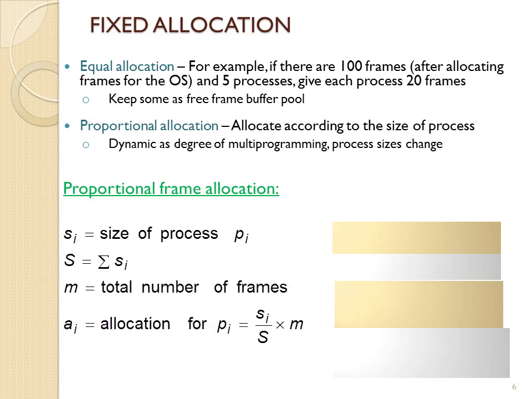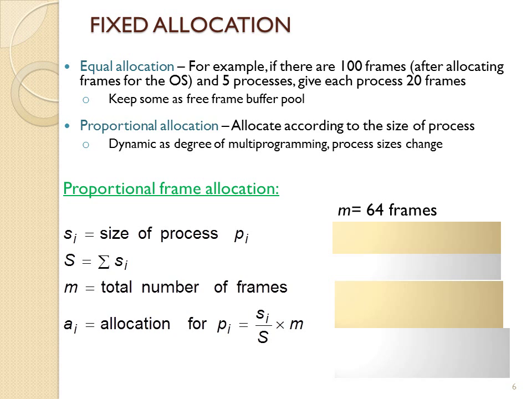M is going to be the total number of frames available, and then allocation, you're going to allocate per process based on a ratio of the size of the process with the size of all the processes multiplied by the number of frames available. And so it's better to do it than to just talk about it.